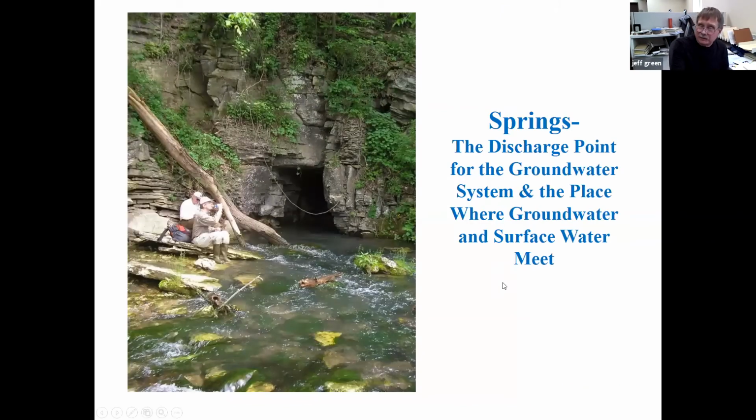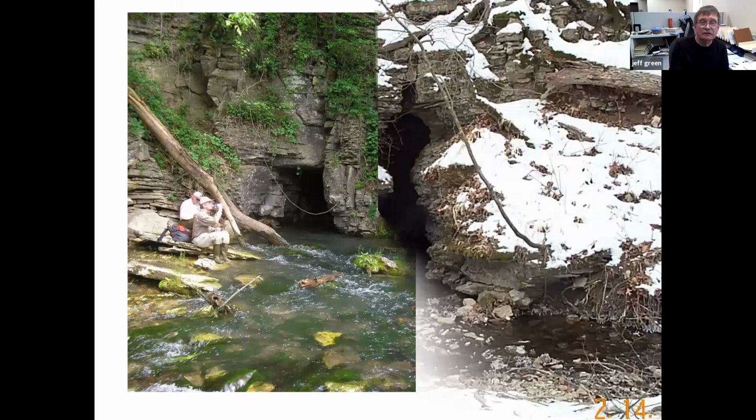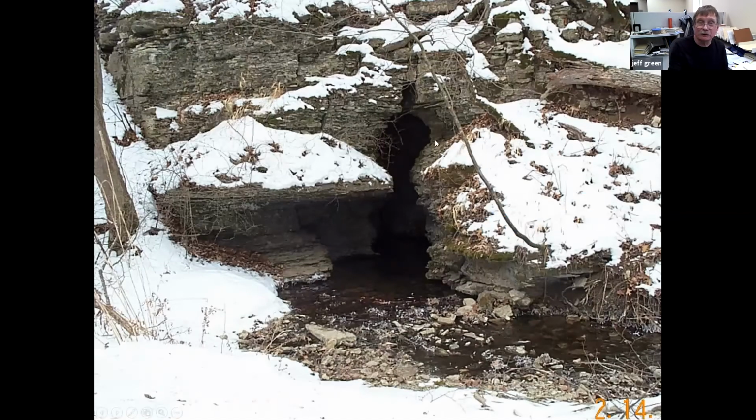And as water moves through karst, moves through those conduits, it comes to springs, and they're the discharge point for the groundwater system. And they're the place where groundwater and surface water meet. This is one of the springs. If you would come here and go on a karst tour with me, we would go see this. It's called the Fountain Big Spring.